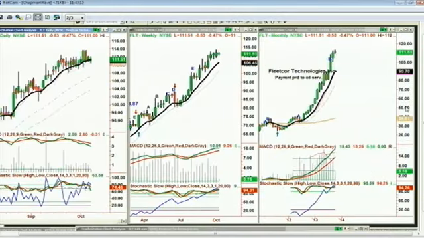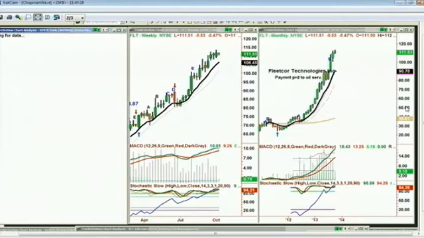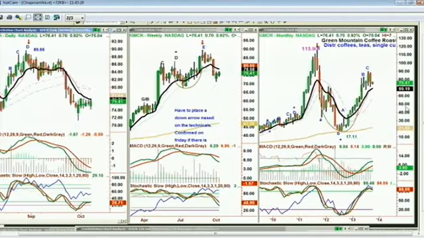Haven't finished it. I thought I had finished it. Oh, I remember what I did. GMCR, Green Mountain. It's made its high, made a hat-trick high, struggling, really working hard. I think it's got a limited upside.